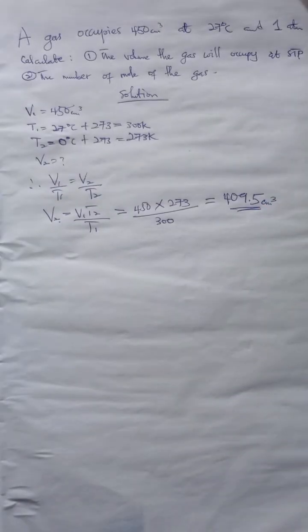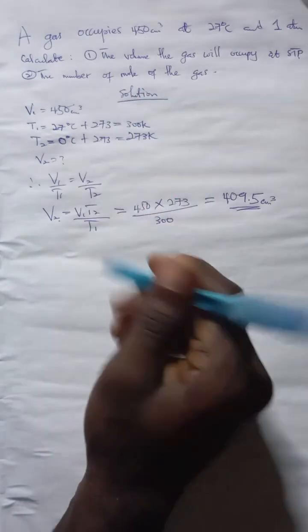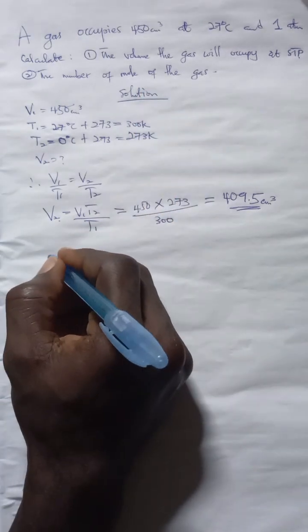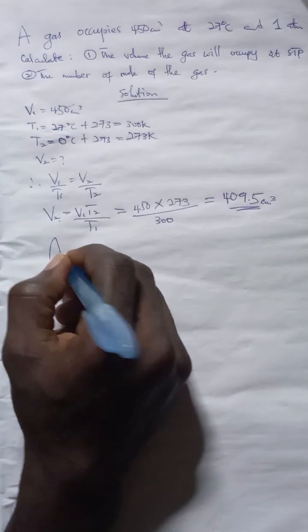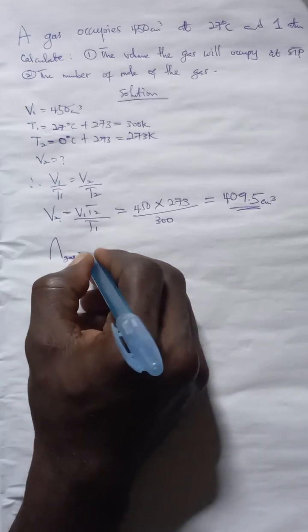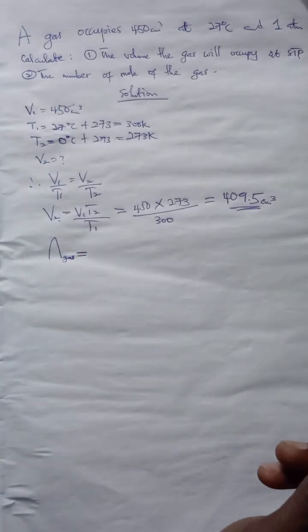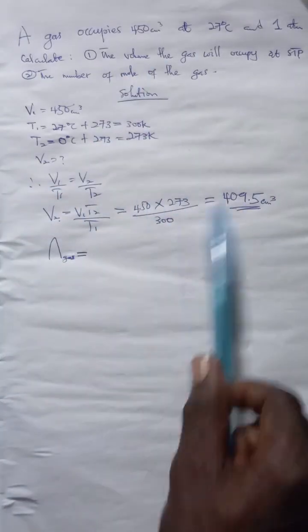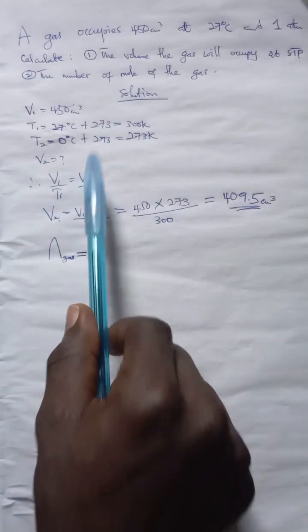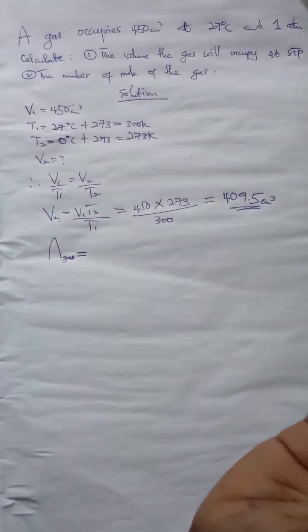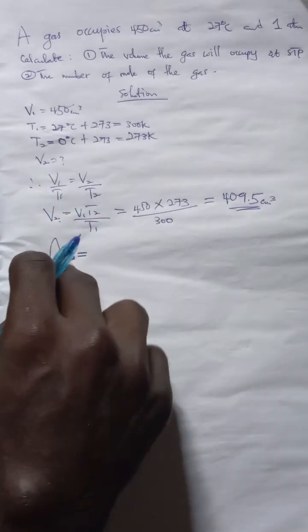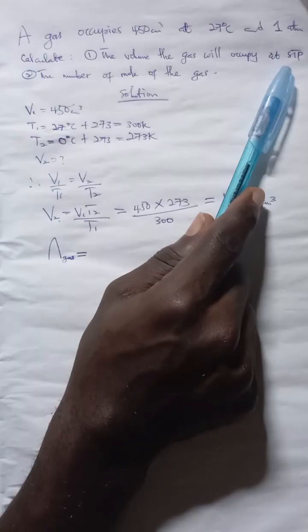So that is about our V2. Now, the second question is the number of moles of the gas. N stands for number of moles. So the number of moles of the gas, what will it give us? That's the next question. Now, of all these things that they give us here, what is the number of moles of the gas that we calculate for? We have different formulas for calculating number of moles. So they said the gas is at STP.